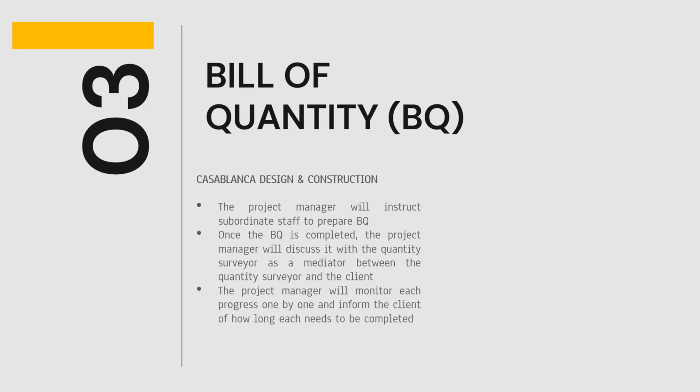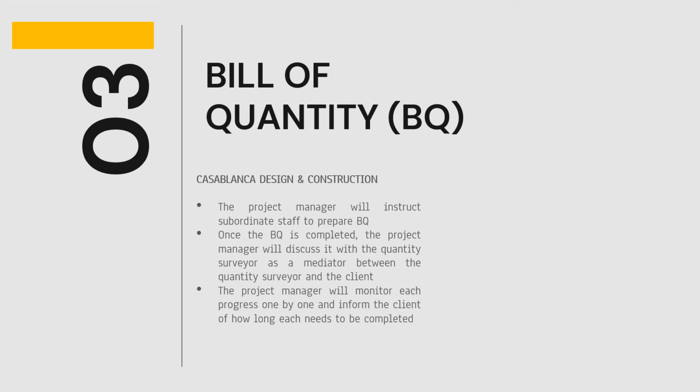Bill of quantity, or BQ. First, the project manager will instruct subordinate staff to prepare the BQ. After it is completed, it will be checked by the project manager to see whether what is listed and desired by the client is correct. If anything is left out, the project manager will amend it again. Once the BQ is completed, the project manager will discuss it with the quantity surveyor as a mediator between the quantity surveyor and the client. This process is to avoid any hidden fees.